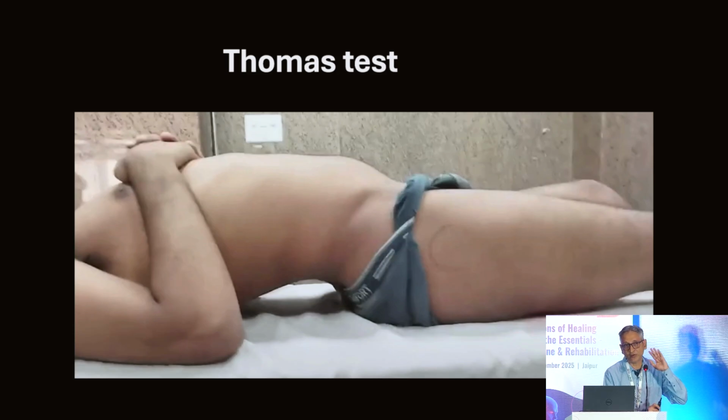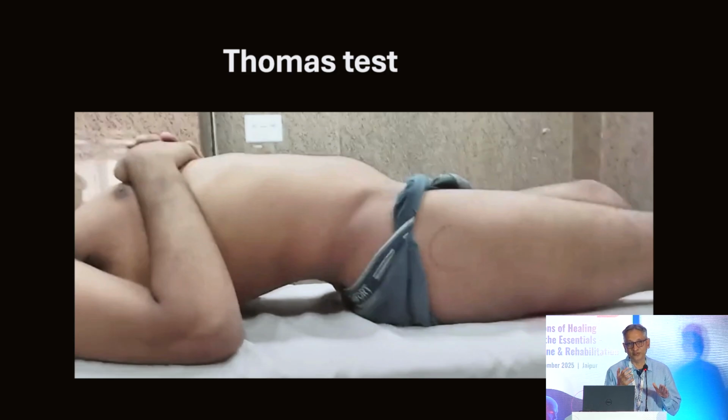The thing is, always keep that palm there. Don't remove it. I have seen students removing it once they have inserted it. Don't remove it until the exam is over. So you keep your palm there. Then what you should do is flex the opposite limb. That is also important.